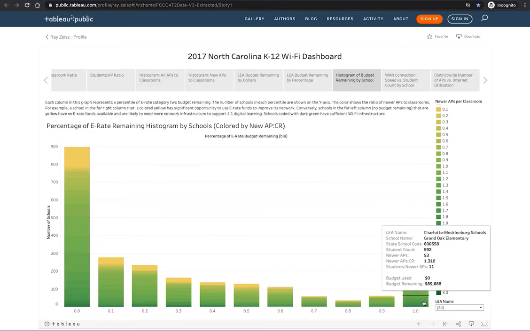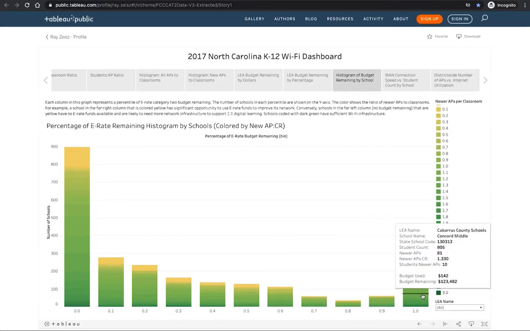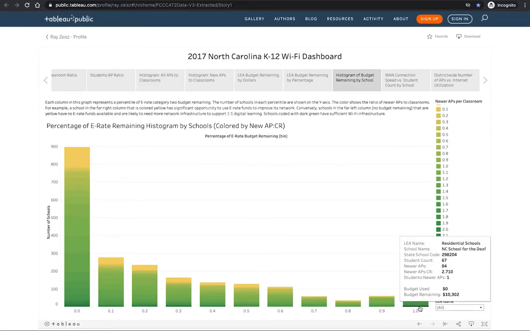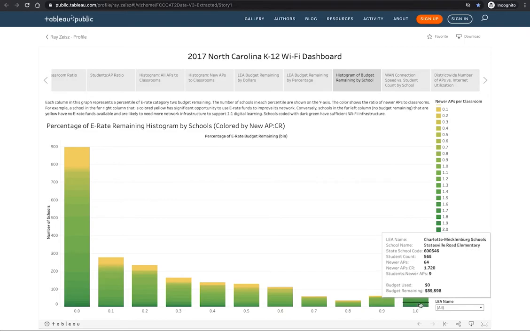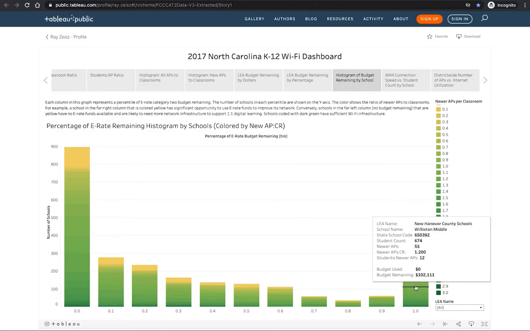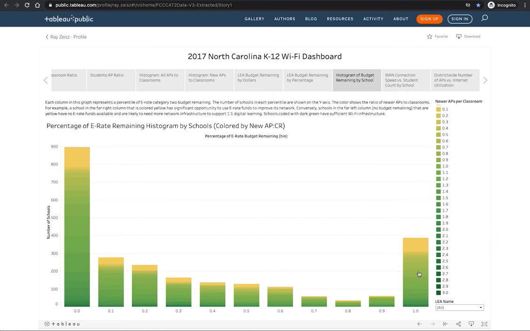Up here on the right, we have the schools that have 100% of their budget remaining, and ironically, there are some schools that had all of their budget remaining, but had good coverage. So they may have been just upgraded right before the E-rate modernization, things like that. So there's reasons to explain that.